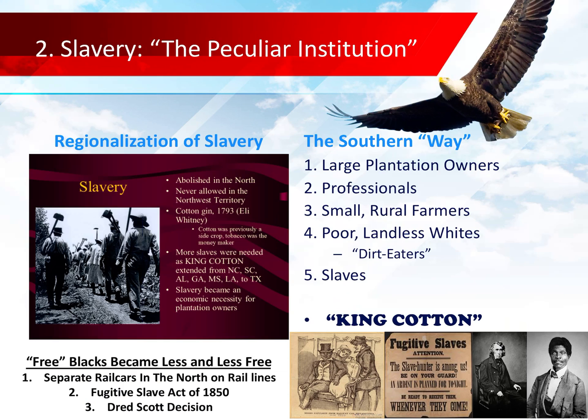Also, the concept of a free black became less and less free. The rights of African Americans, even who were not slaves, were taken away. You had separate rail cars in the North, not in the South, in the North on rail lines. Okay, you had the Fugitive Slave Act, which stated that if somebody was a former slave and they were in the North now and they were a quote-unquote free man, they could be recaptured and taken back to the South.